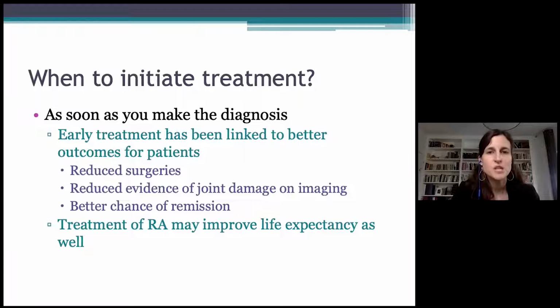So when to initiate treatment? Basically, the answer is as soon as you make the diagnosis. Early treatment has been linked to better outcomes for patients, including reduced surgeries, reduced evidence of joint damage on imaging, and better chance of remission. There is concern that treatment of RA can also improve life expectancy as well.